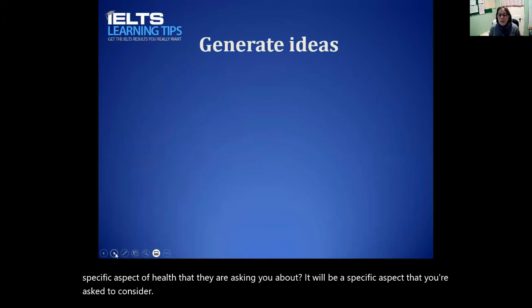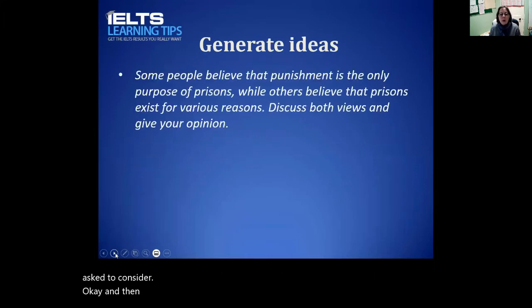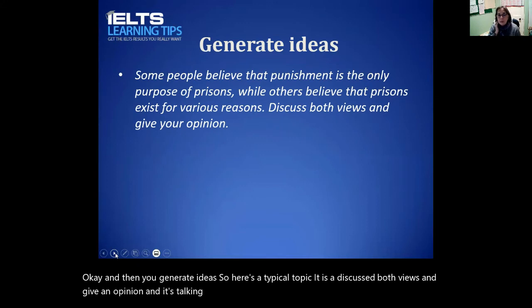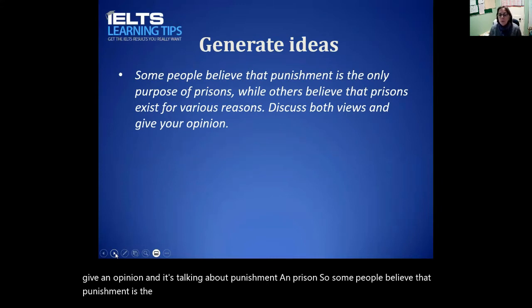Okay, and then you generate ideas. So here's a typical topic. It is discuss both views and give an opinion, and it's talking about punishment and prison. So some people believe that punishment is the only purpose of prisons, while others believe that prisons exist for various reasons. So, i.e., not just punishment.